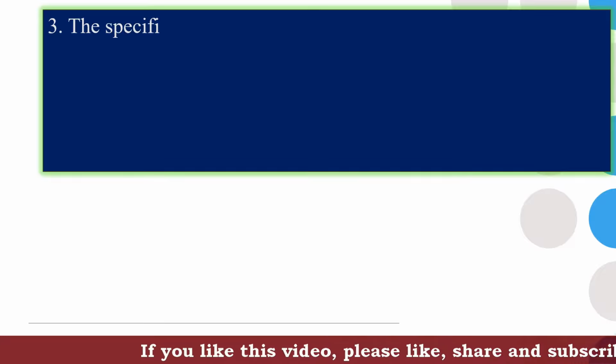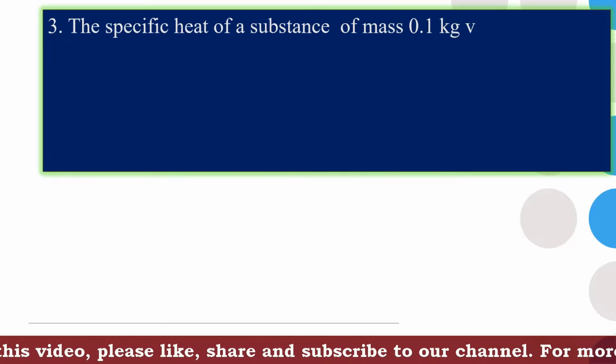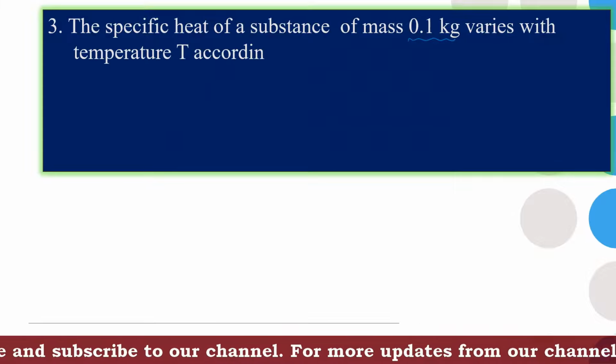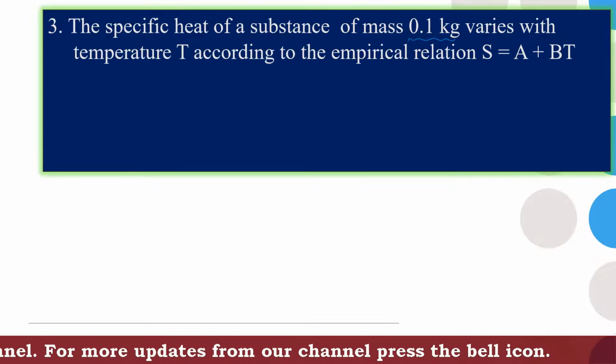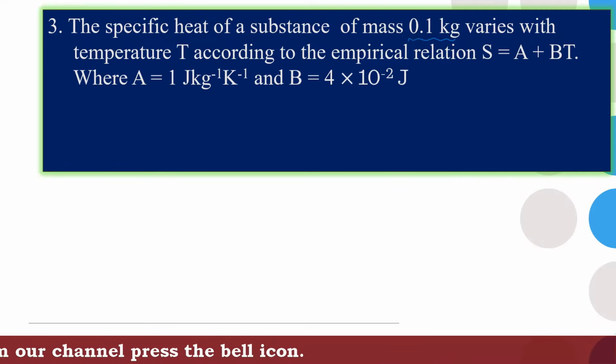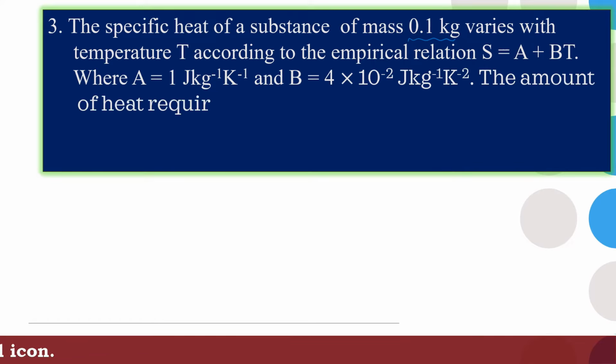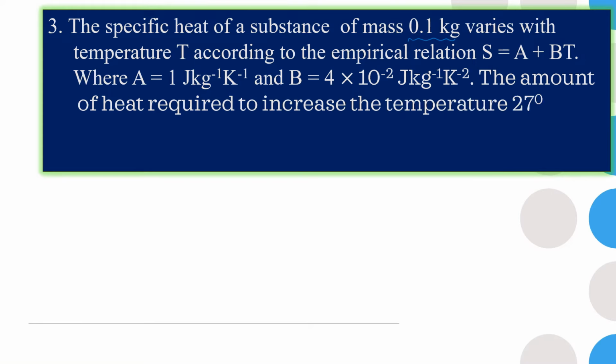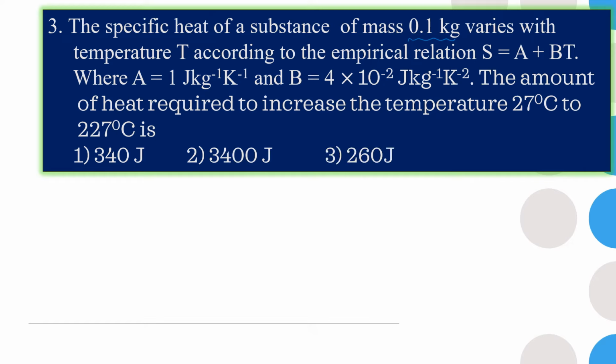In this question, the specific heat of a substance of mass 0.1 kilogram varies with the temperature T according to the empirical relation S is equal to A plus BT, where A is equal to 1 joule kilogram inverse Kelvin inverse and B is equal to 4 into 10 to the power of minus 2 joule kilogram inverse Kelvin to the power of minus 2. The amount of heat required to increase the temperature from 27 degrees centigrade to 227 degrees centigrade is. Now let us go to the solution.